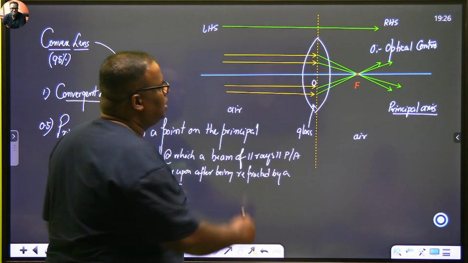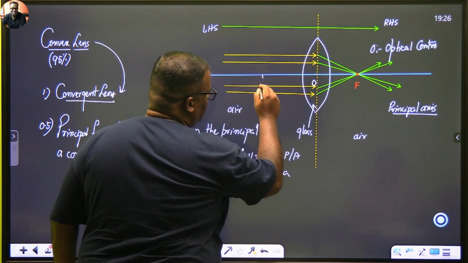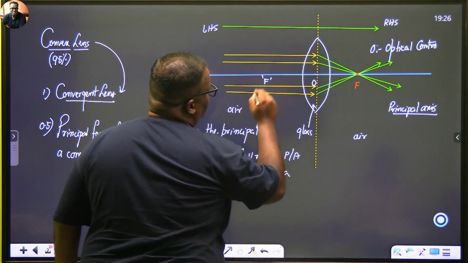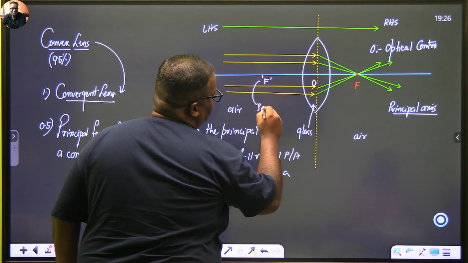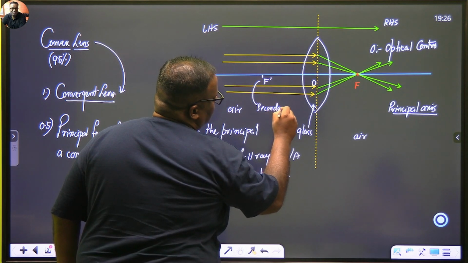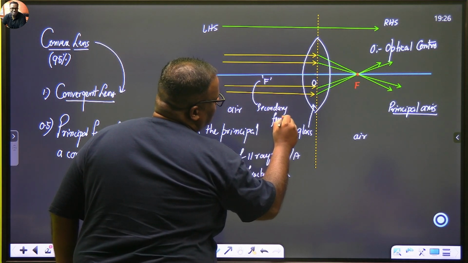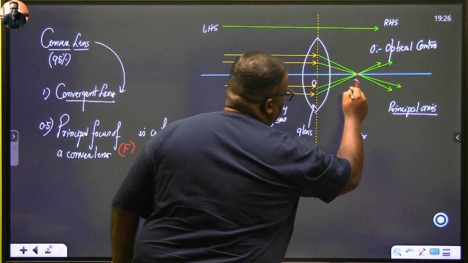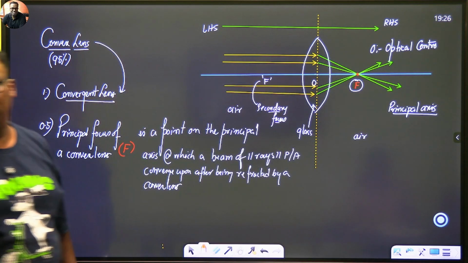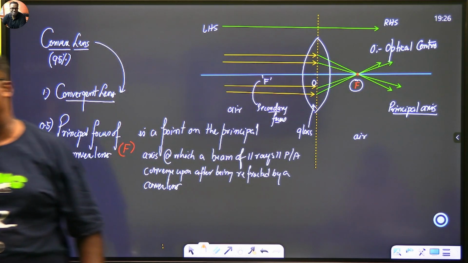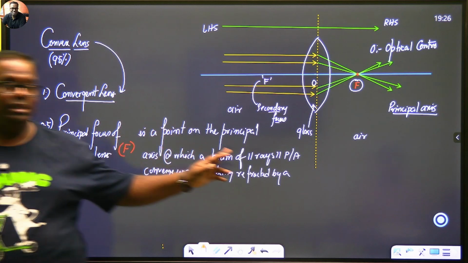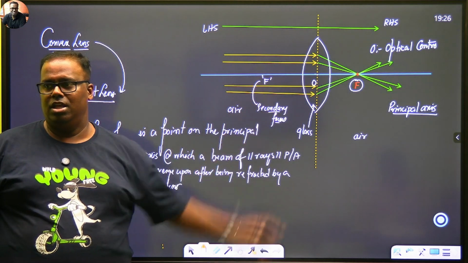So don't we think that there should be a focus on this side also? Yes. This we denote as F dash, and we call this the secondary focus. However, for all numericals and everything, this is our favorite child, and we will be loving this one more. We will be stepmother on that. Have you understood? There is a secondary focus in a lens.